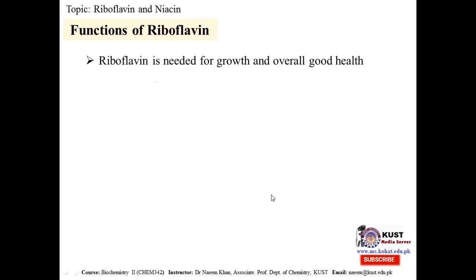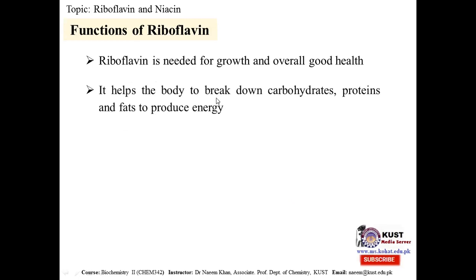Important functions of riboflavin. Riboflavin is needed for growth and overall good health. It helps the body to break down carbohydrate, protein, and fats to produce energy. Basically, it's a very important coenzyme, and to complete the metabolism process, this vitamin is required. So to get energy from the biomolecules carbohydrate, protein, and lipids, riboflavin is required.